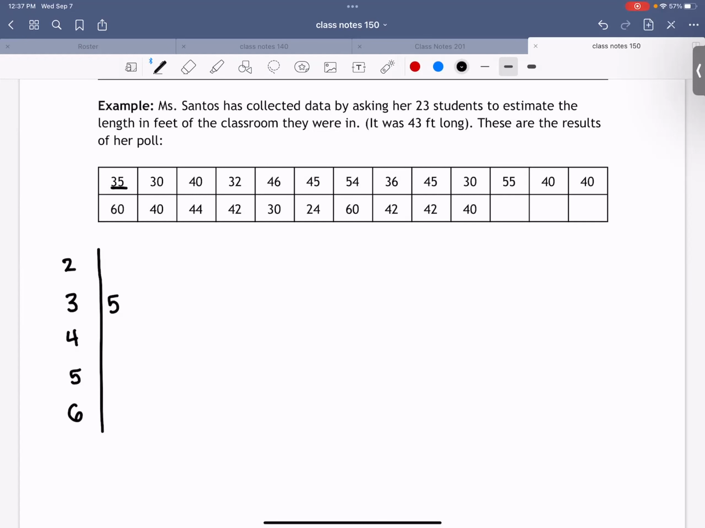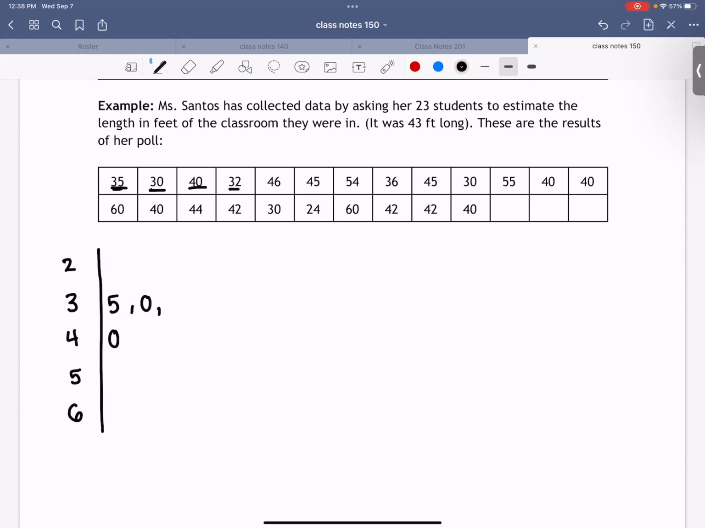Oh, for 30, yes, we'll put the 0 next. Oh, okay, I see what you're saying. So you're asking, for 30, should I put a 0 or just not put it? We actually do put it, and the 0 there represents a 30. So for this 30, I'll put a 0 next to the 3. Good question. All right, 40, that's going to be a 0 next to the 4, right?